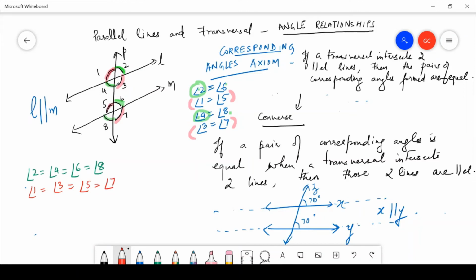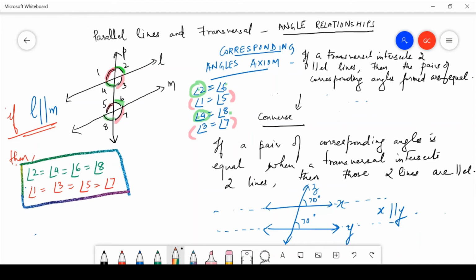Okay, if and only if L is parallel to M, then this is true. Only if L is parallel to M, then this whole thing is true. Otherwise it's not going to happen, because if L is not parallel, our axiom would be false. Like we would not get angle 2 and angle 6 equal, and hence all of this might not happen. Yes, 2 will be equal to 4, but there will be no relationship between 2 and 6, so we'll not be able to arrive here.